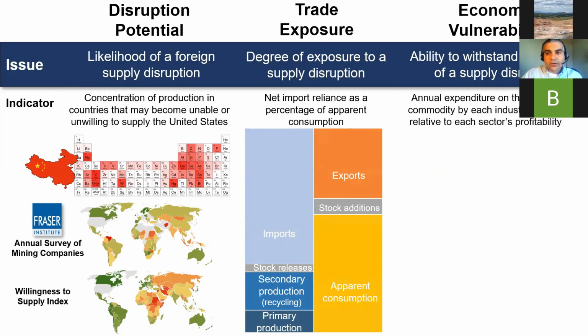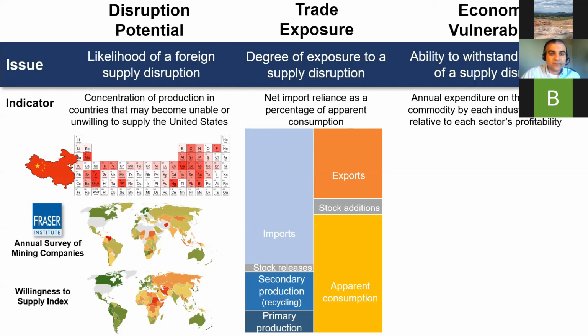On the economic vulnerability front, this was probably where we spent a lot of our time and probably the hardest to quantify. What we ended up doing was looking at the annual expenditure on a specific mineral commodity by an industry within the manufacturing sector relative to that industry's profitability, right? So the idea there is that if a specific industry has to spend a lot of money, there's a large expenditure on a specific commodity, and their profit margins are relatively thin, then any of the actions that they might be able to take would be diminished, right? So there are various actions that a manufacturing industry or a manufacturing company might be able to take.